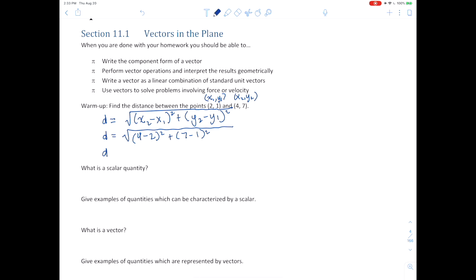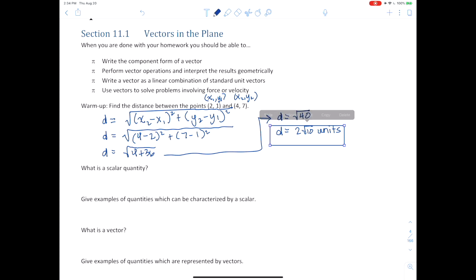And then, of course, the distance will be the square root of 2 squared, which is 4, plus 6 squared, which is 36. That's going to take us to distance equals square root of 40. And reducing that root, if you recall, that's 4 times 10. Square root of 4 is 2. So you get 2 root 10, and then whatever units you're in, in their linear units. Cool, cool? All right.